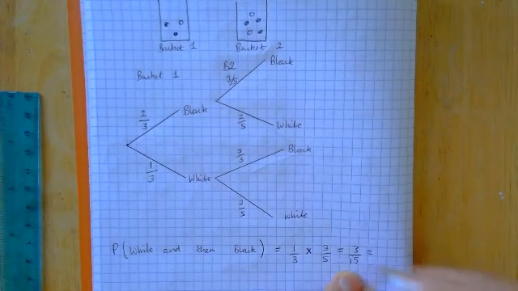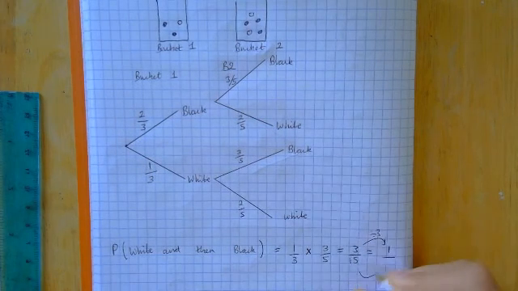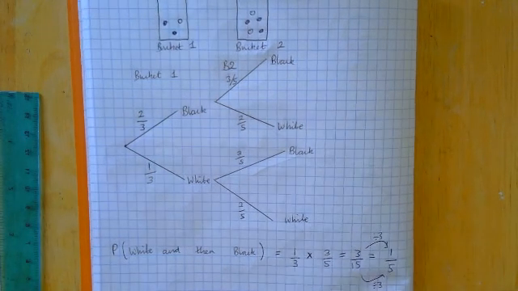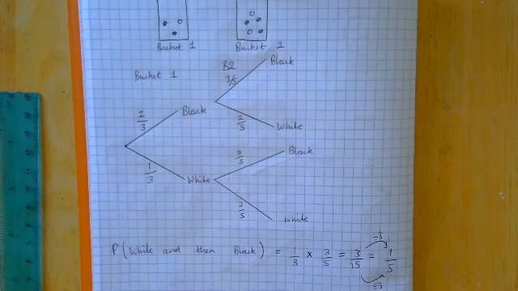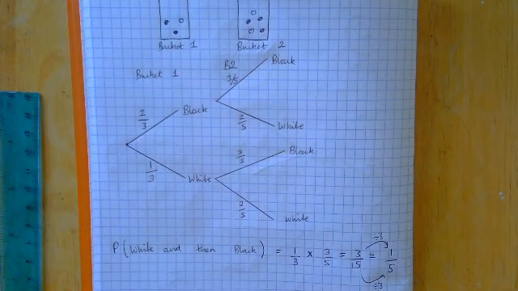Right, multiply the top numbers. 1 times 3 is 3. 3 times 5 is 15. And then simplify if you can. I can divide the top by 3, and I can divide the bottom by 3. Okay, so that's it for tree diagrams.